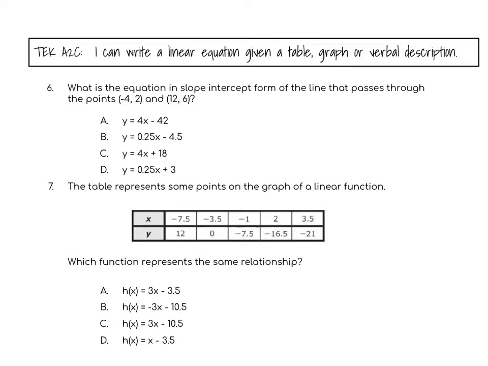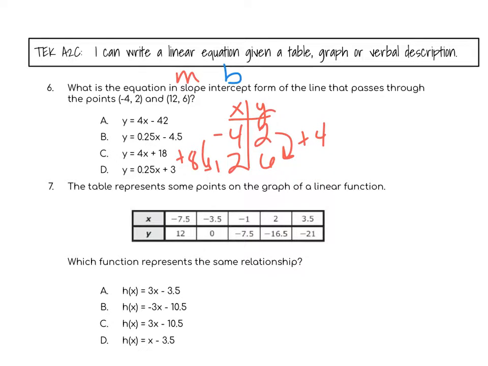All right, so we need the equation of the line in slope-intercept form of the line that passes through these points. So we need slope, and we need the y-intercept. And unfortunately, they did not give us the y-intercept as one of these points. So the first thing we're going to do is find slope. Again, you can use the formula. You could put the points in a table, which is what I'm going to do because it seems to be what most people do. So between 2 and 6, that's plus 4. Between negative 4 and 12, that's plus 8.